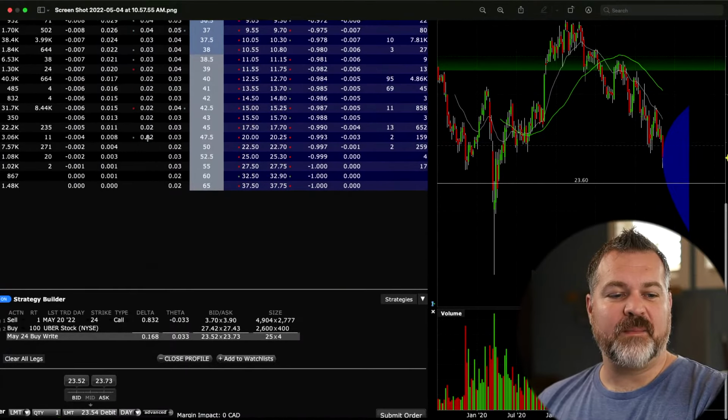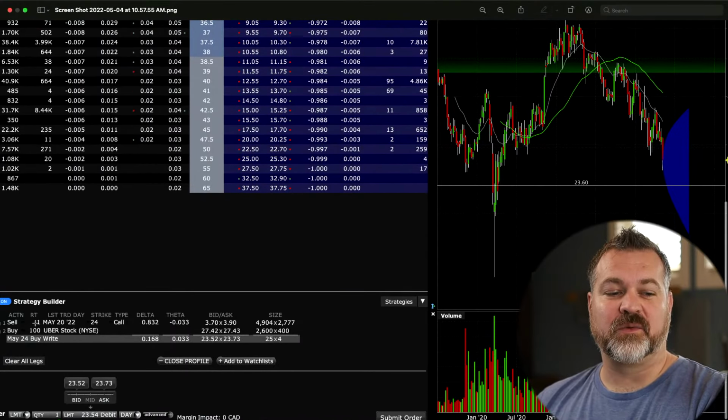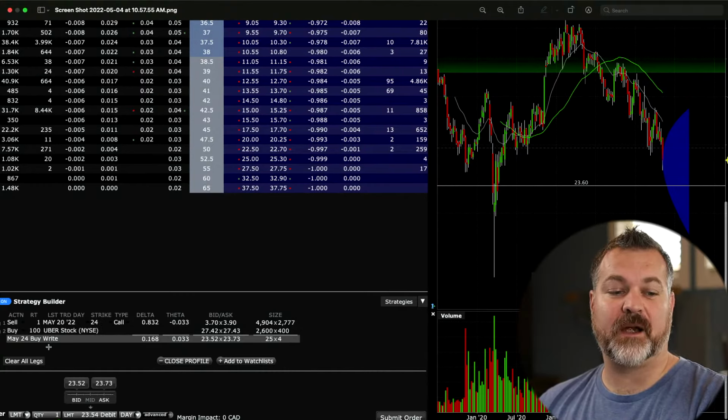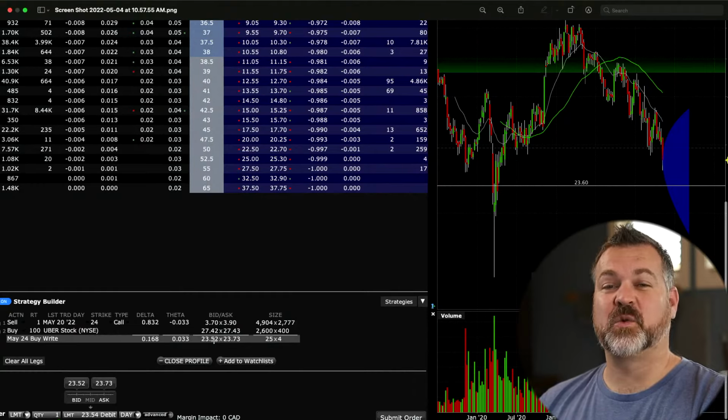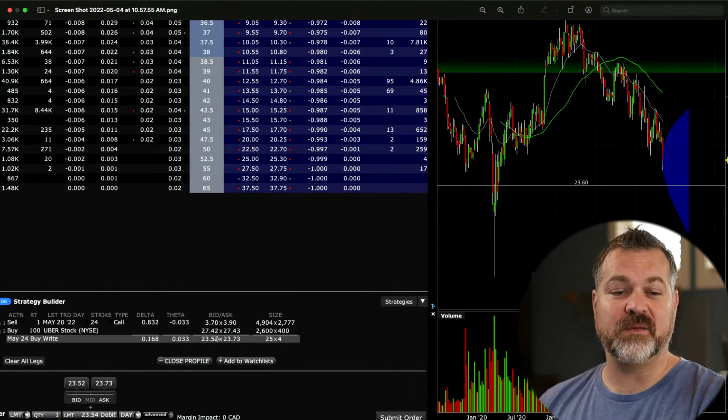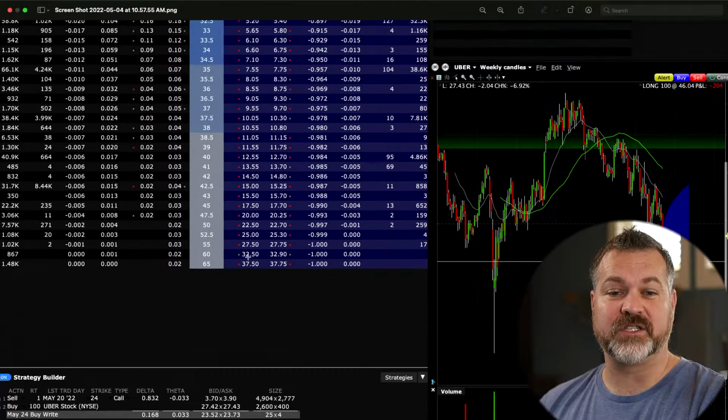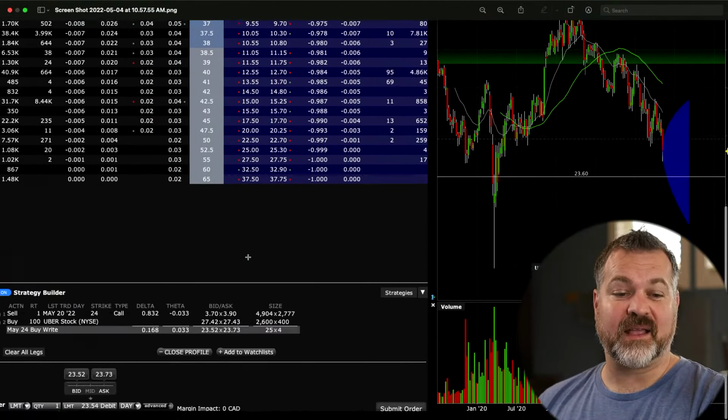But at the same time, I'm also going to buy stock. So I'm selling one of the May 20th, 24 calls. And for that, I'm collecting around $3.80 per share. Then I'm buying 100 shares of Uber stock. So my net debit to enter this trade was $23.60. So that's the most that I can be out of pocket on this trade. The most amount of money that I can make is 40 bucks.